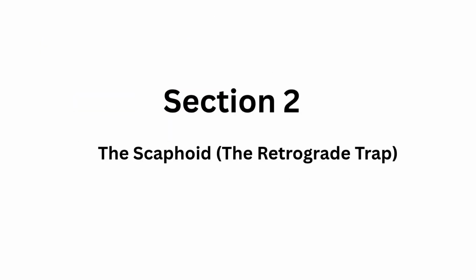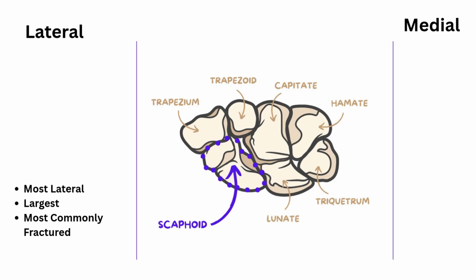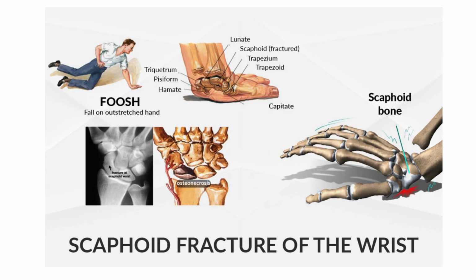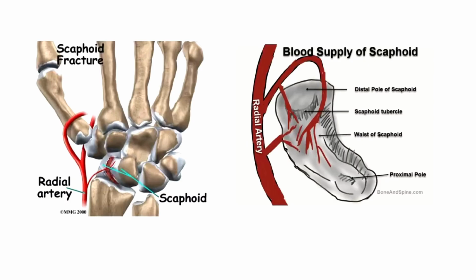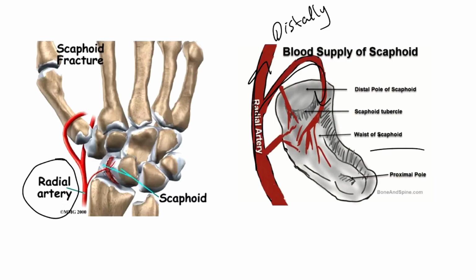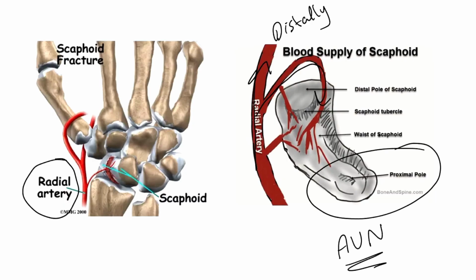The scaphoid, the retrograde trap. First up, the scaphoid. It's the most lateral bone in the proximal row and the most commonly fractured carpal bone, usually after a fall on an outstretched hand, FOOSH. Here's the surgical must-know. The blood supply, from the radial artery, enters the scaphoid distally and flows retrograde to the proximal pole. If you have a fracture across the waist of the bone, you've essentially cut the life support to the proximal half. The result? Avascular necrosis, AVN, and non-union.